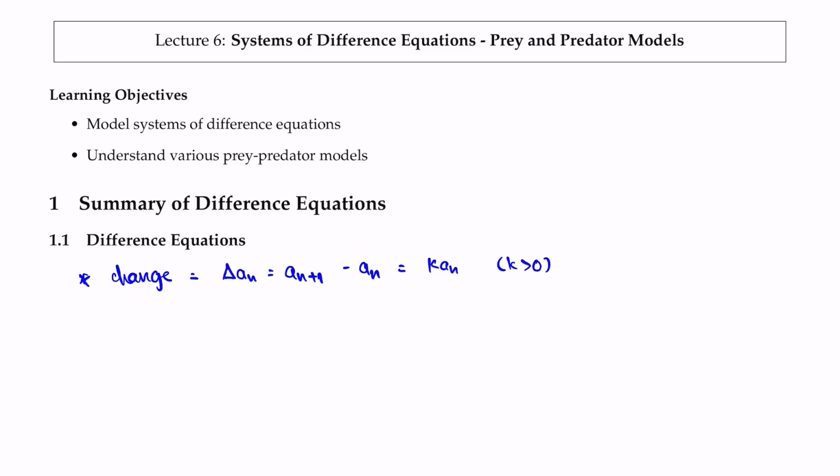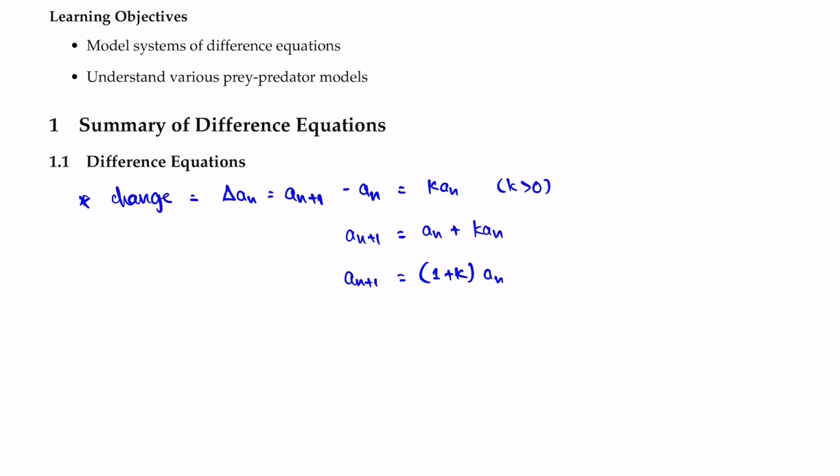In general, you can solve for a sub n plus 1 in terms of a sub n as follows. You move a sub n to the right hand side, and you get a sub n plus 1 equal to a sub n plus k times a sub n. As you can see, a sub n is a common factor on the right hand side. You can factor out a sub n, and you get a sub n plus 1 equal to 1 plus k times a sub n. Instead of writing 1 plus k, which is a constant, I'm going to substitute 1 plus k with a constant r. And my model becomes a sub n plus 1 equal to r times a sub n.